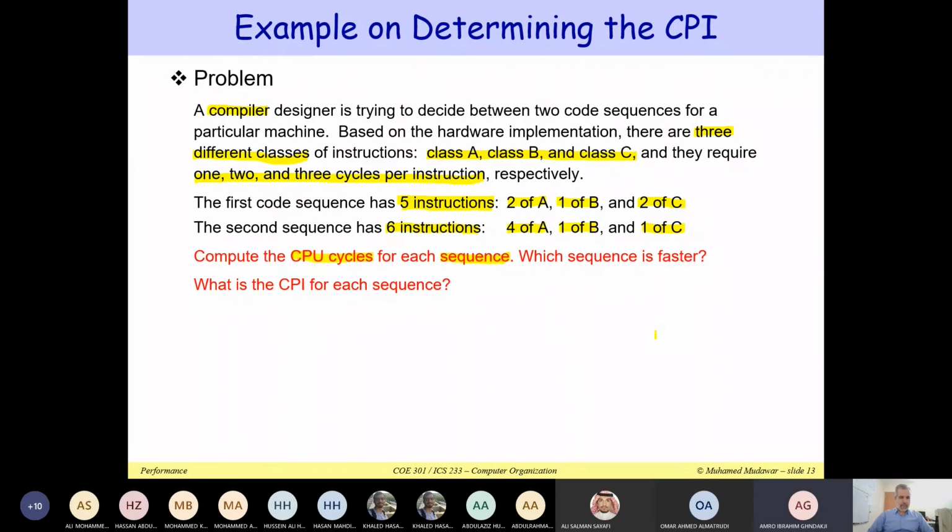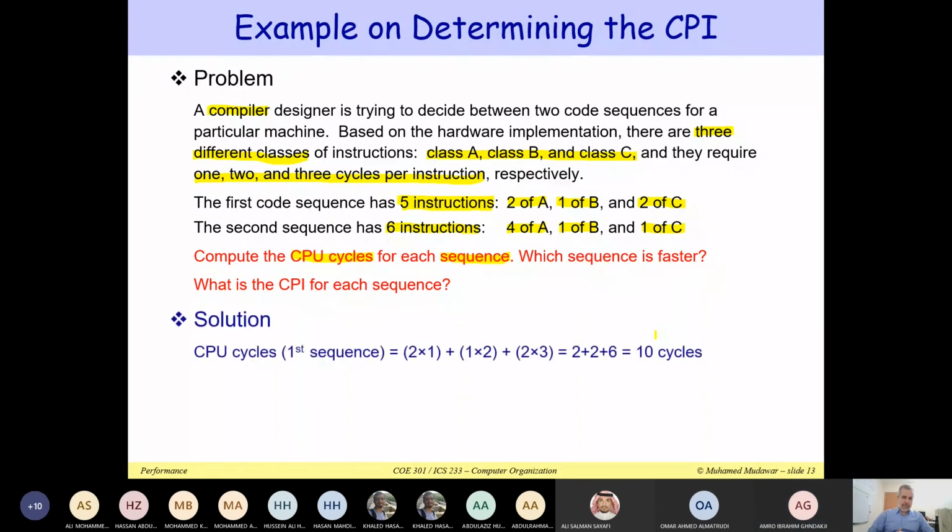Tell me the computation. 2 times 1, plus 1 times 2, plus 2 times 3. Exactly. So that actually is for the first sequence: 2 times 1, plus 1 times 2, plus 2 times 3. We get 10 cycles. Very simple, right? The math is really very simple.